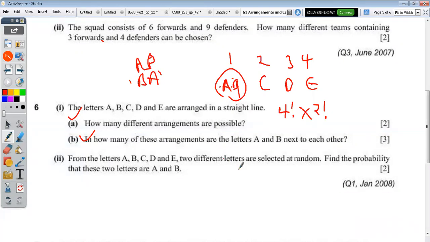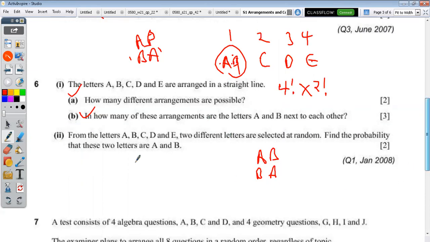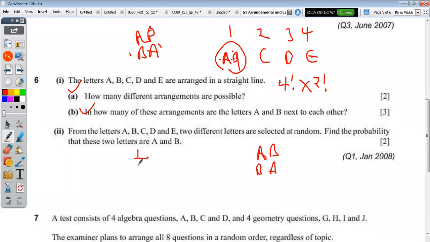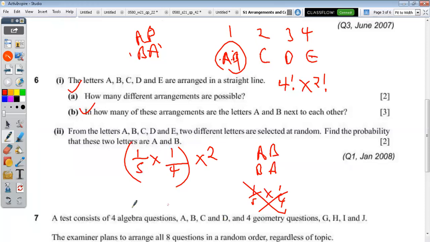If we do the long way, it simply means I can have A, B, or I can have B, A. So A is 1 over 5. Multiply by, now I've chosen 1, so it's 4. Then B is simply 1 over 4. Then I can multiply that by 2. Why? Because the order is the same here. That's why I'm saying times 2 here. You're saying that gives you 1 over 10. Yeah.